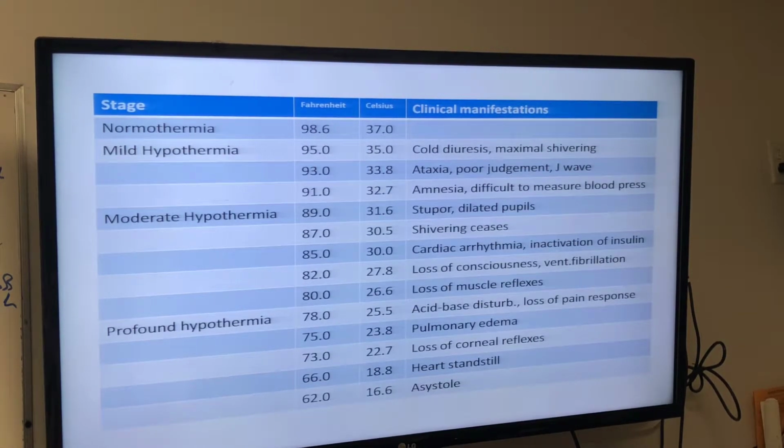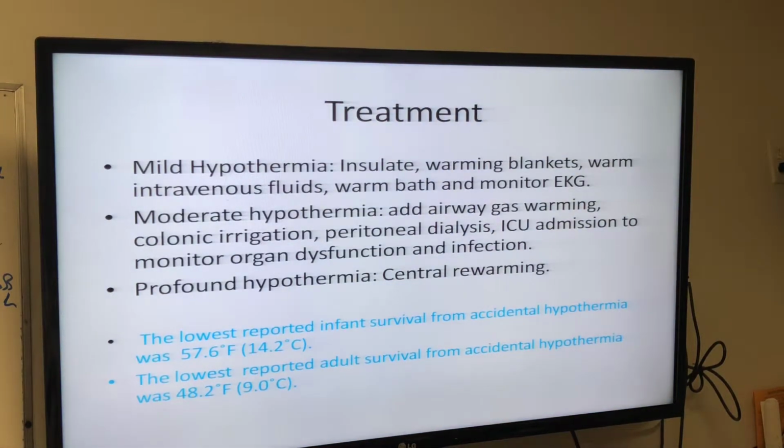So if he's 26 and in cardiac arrest or whatever, we have to warm him up. Very difficult to warm. And nobody has told us how do you continue CPR until the patient is warm?